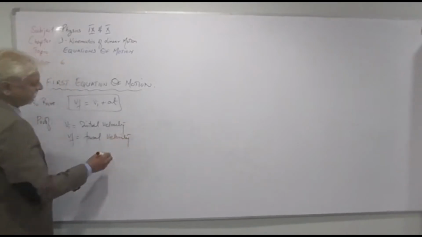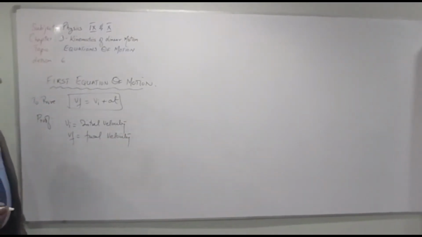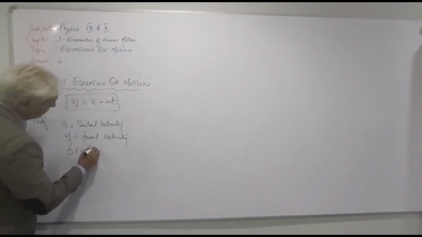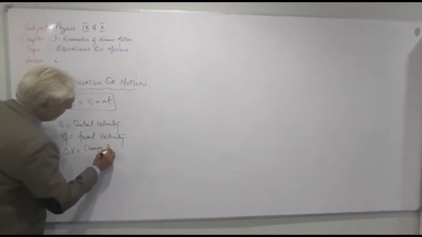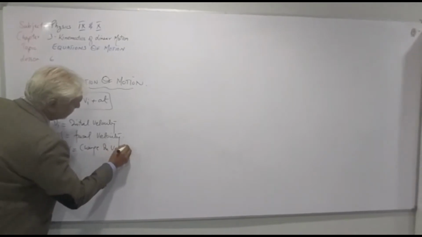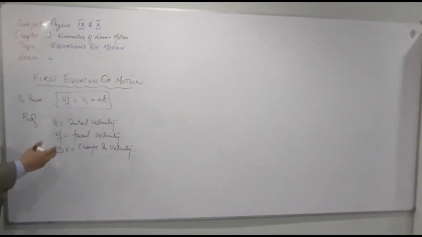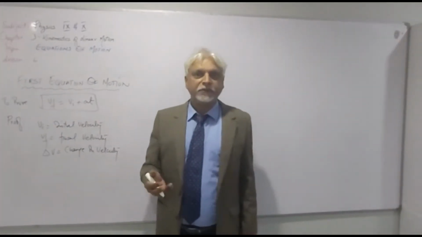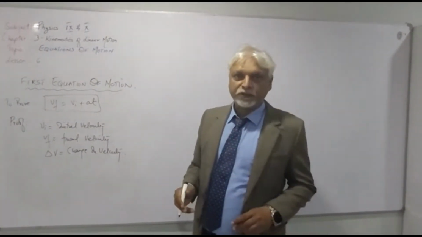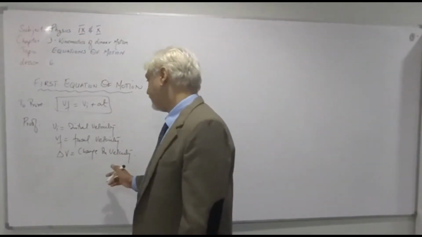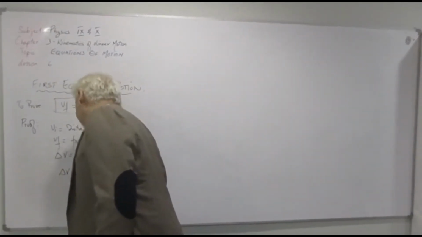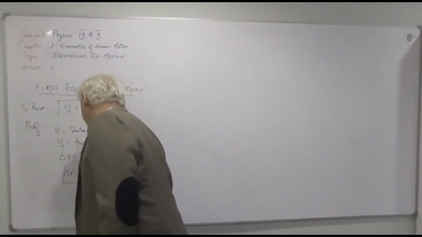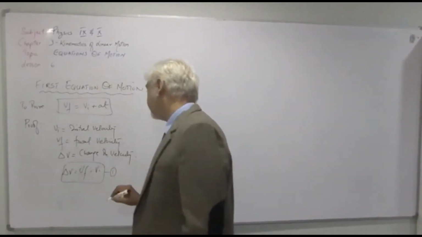So when I say the change in velocity, let's say delta V is equal to the change in velocity. When a car is moving with an initial velocity of 20 meters per second and then it retains a velocity of 40 meters per second, the change will be 40 minus 20. So let's say the change in velocity, delta V, is equal to Vf minus Vi. Okay, there we are. Let's call this the first equation.